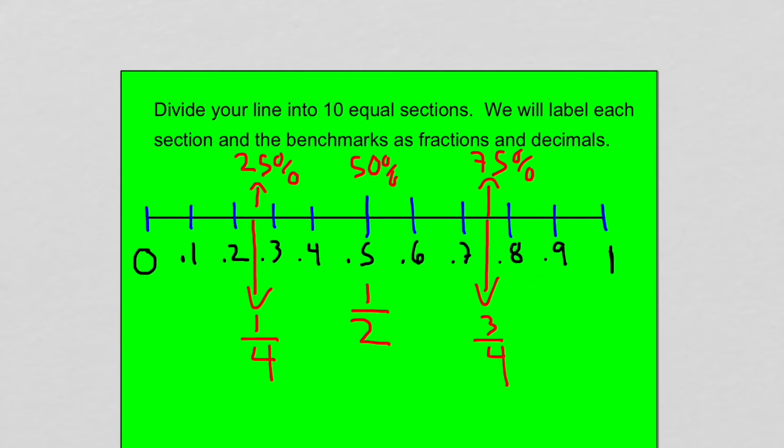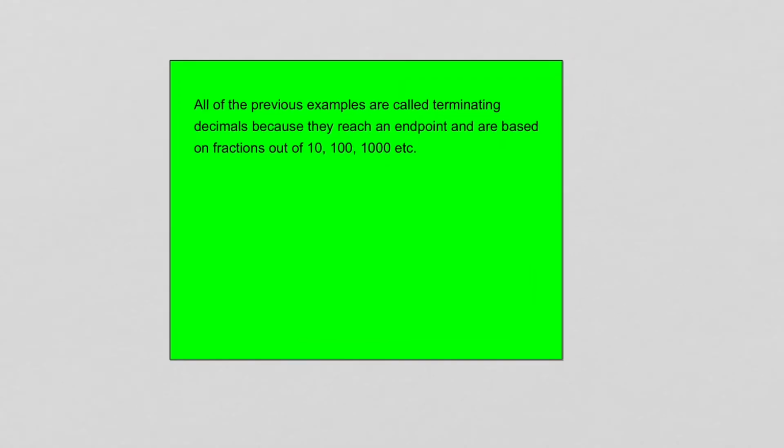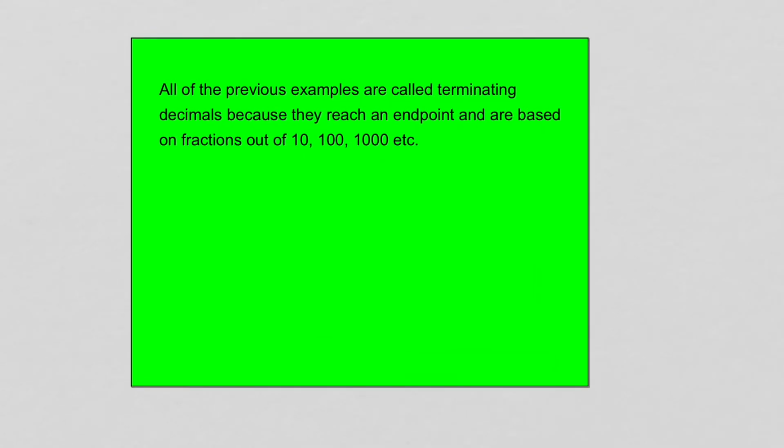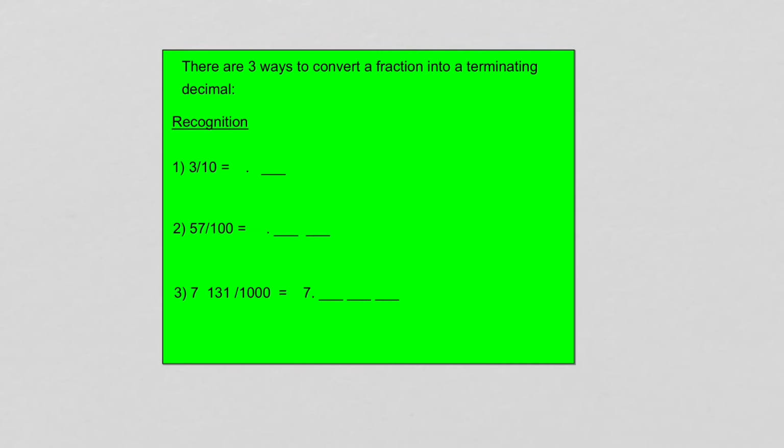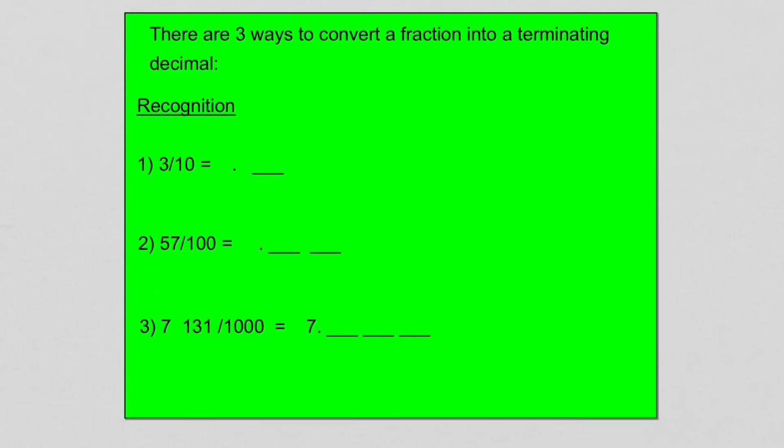Now, the other thing we did today, I'll flip forward now, we talked about how all of these previous examples are called terminating decimals because they reach an endpoint, and they are based on fractions out of 10, 100, 1,000, etc. So what we started today is looking at ways to convert a fraction into a terminating decimal. And the first way we talked about is something I like to call recognition, which is really just mental math.